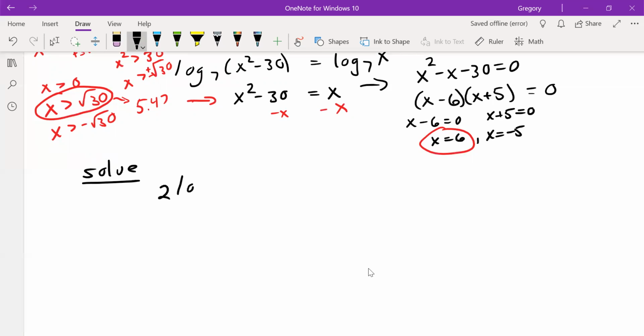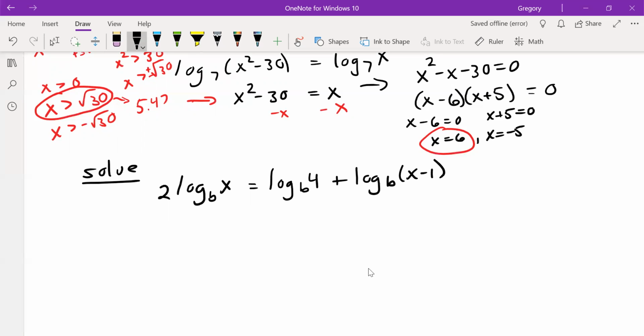So I'm going to say 2 log base b of x equals log base b of 4 plus log base b of x minus 1. Now note in this one, there is no value for b. I just gave you the base of b. And the reason I don't bother giving you a number is because it's not significant.